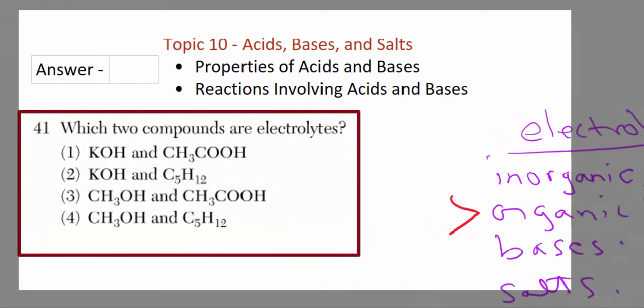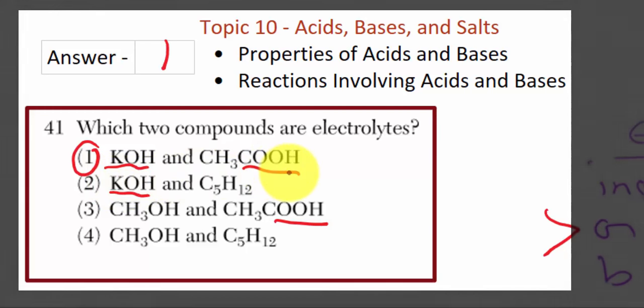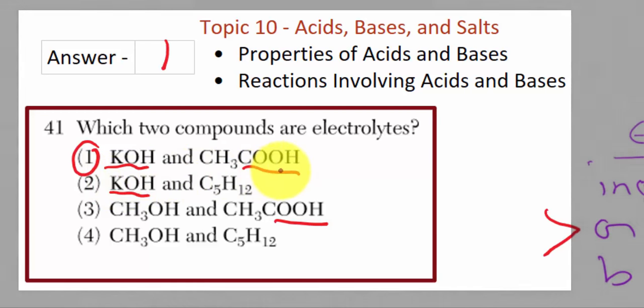So I'm looking through the potential answers for anything that has a COOH or anything that ends with OH that is not organic. Those would be bases. And we've isolated answer number 1 as being the only combination of compounds that are both electrolytes.